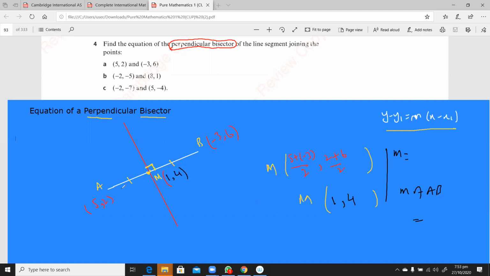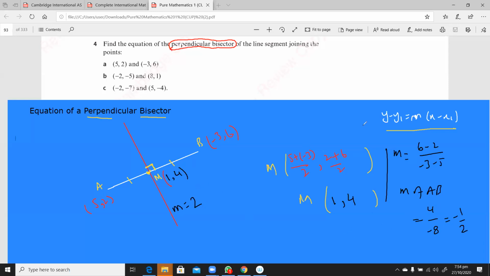Next, the gradient of AB will be used in determining the gradient of this perpendicular bisector. Now the M of AB is y2 minus y1, this is 6 minus 2, over x2 minus x1. So that is going to be 4 over minus 8, that is minus half. So the gradient of this line is minus half. For our perpendicular bisector, the gradient is going to be 2. We have to take its negative reciprocal.